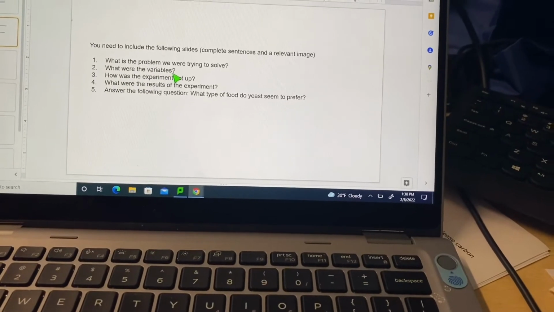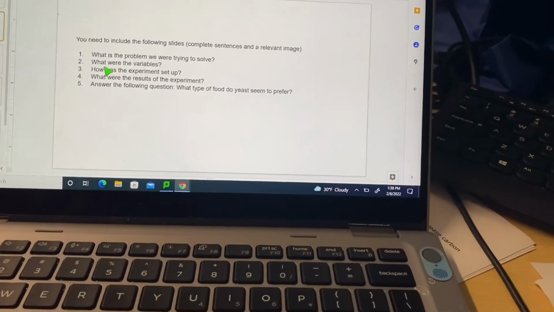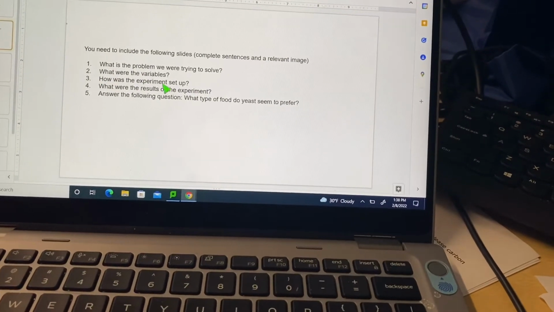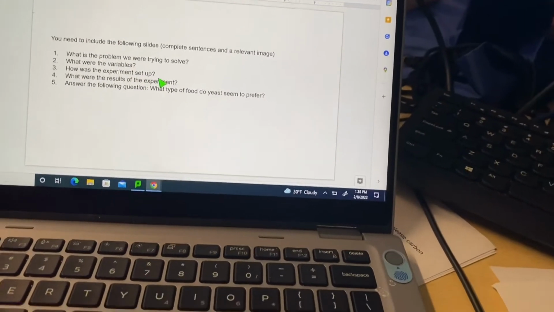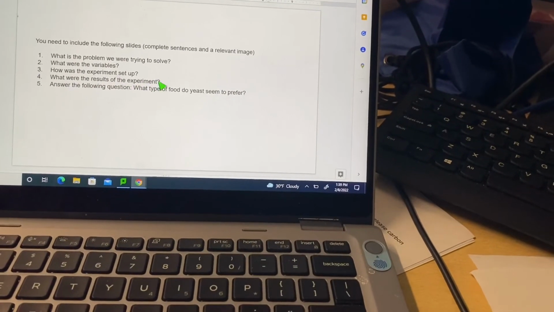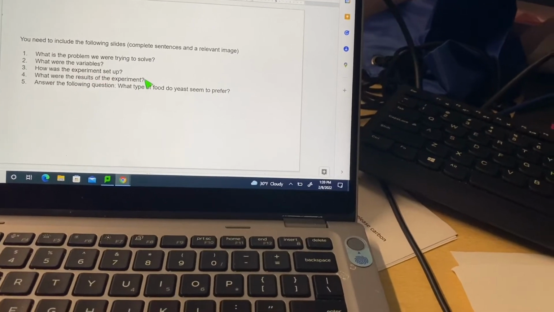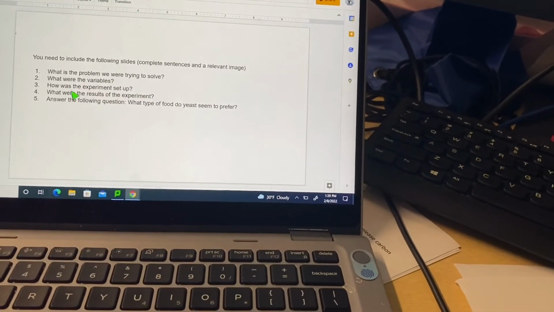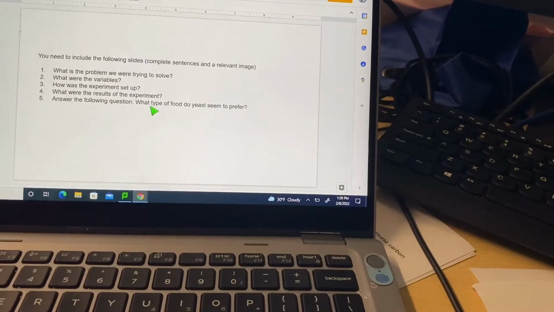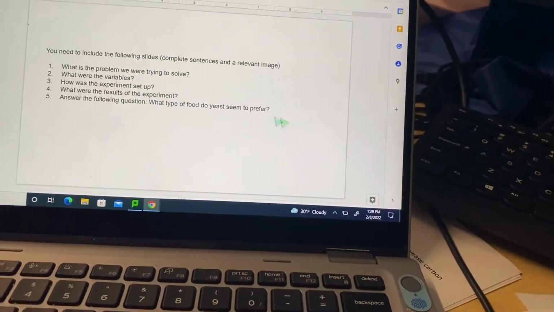Number 2, what are the variables? Hint, go back and look at the early part of this video. Number 3, how's the experiment set up? Hint, it's all in this video. Number 4, what are the results of the experiment? Well, that's what we're going to do. We have to get them at the end, so we won't be able to do slide number 4 until the end. And then number 5, once we get the results at the end, you should be able to answer the question: what type of food do you seem to prefer?